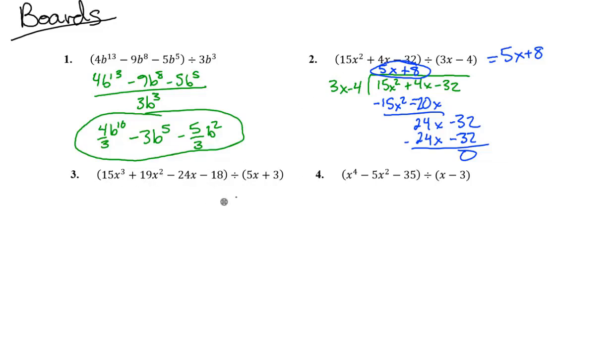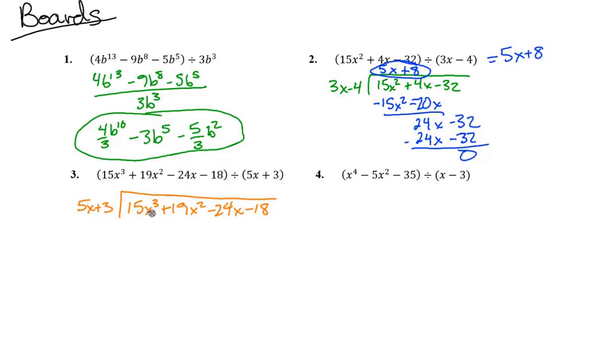Ooh, this looks like a big one. Let's see what we got here. So we write out 15x cubed plus 19x squared minus 24x minus 18 divided by 5x plus 3. All right, let's see what happens.